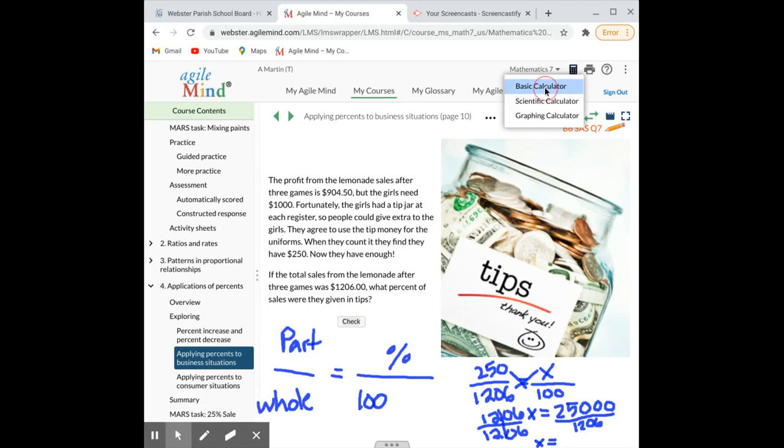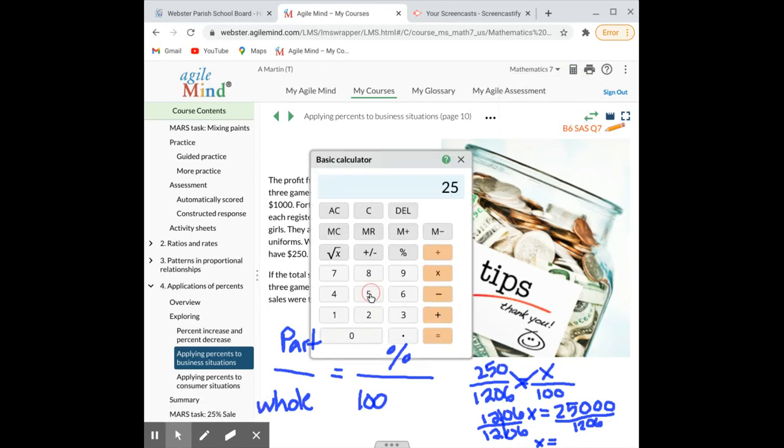So let's see what it's going to be. 25,000 divided by 1,206 equals 20.7. Angel said our percent to the nearest percent is 21%, and she was 100% correct. All right, so if we were rounding to the nearest percent, that would work out great. So it would be 21.